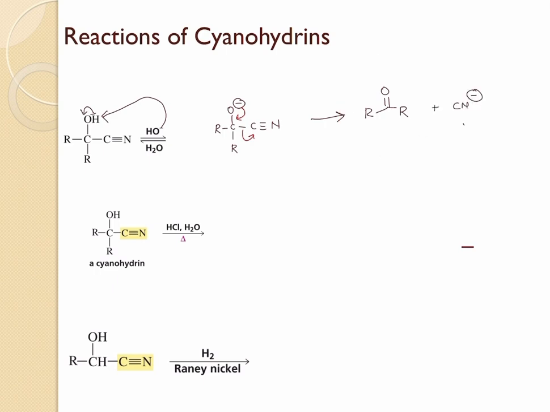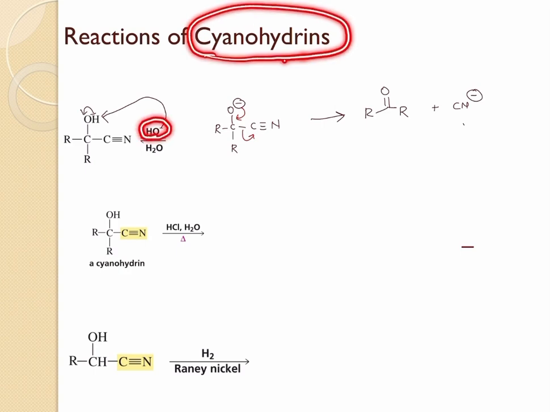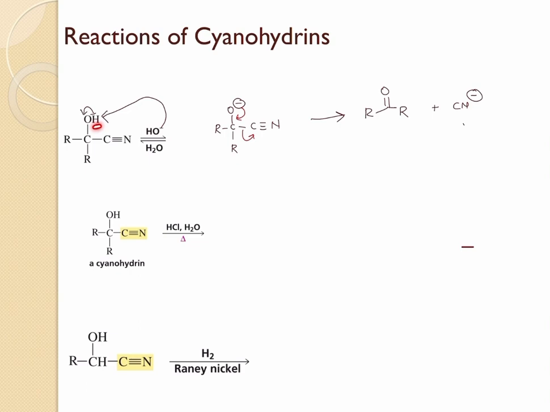So what we have concluded here is that cyanide ion can react with aldehydes and ketones to give us cyanohydrins, but the cyanohydrins can be converted back into the aldehyde and ketone if they are in a basic medium where this hydrogen will be deprotonated. So here is the aldehyde or ketone that will be formed.